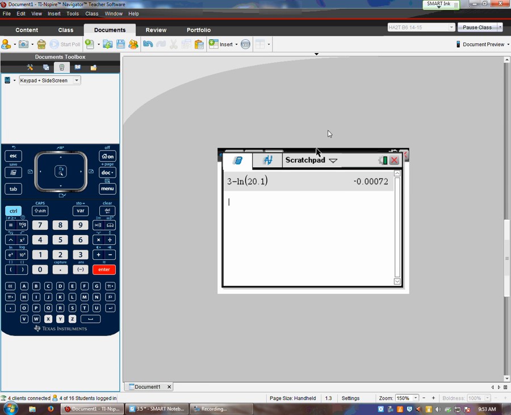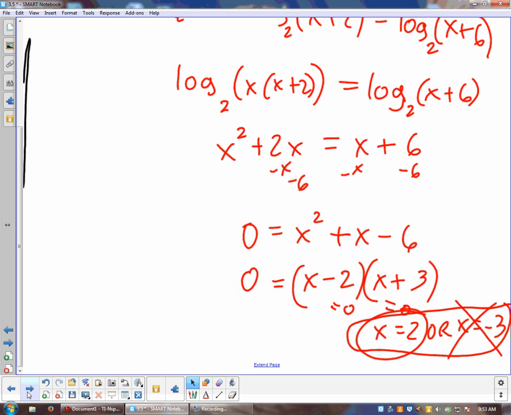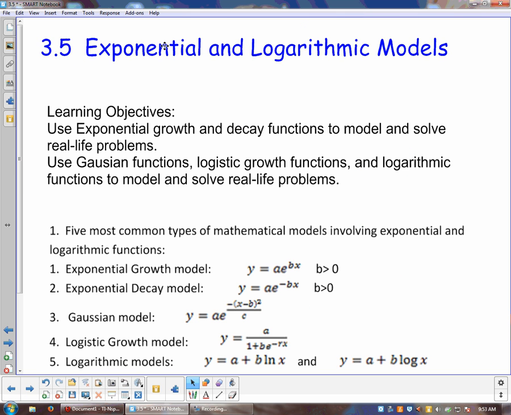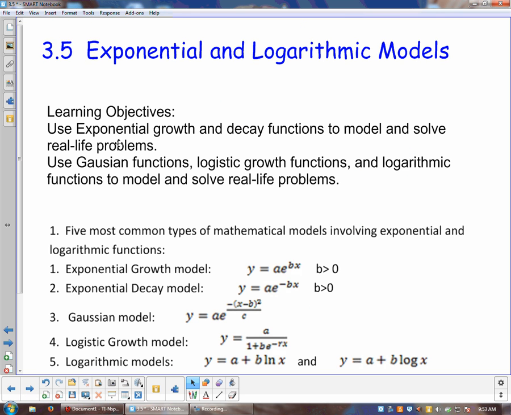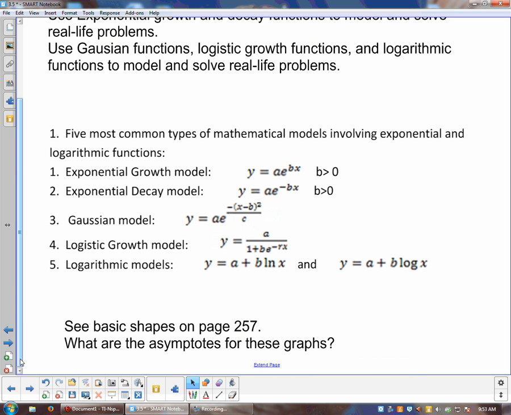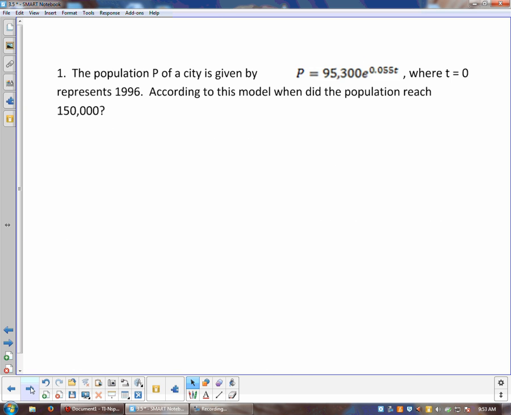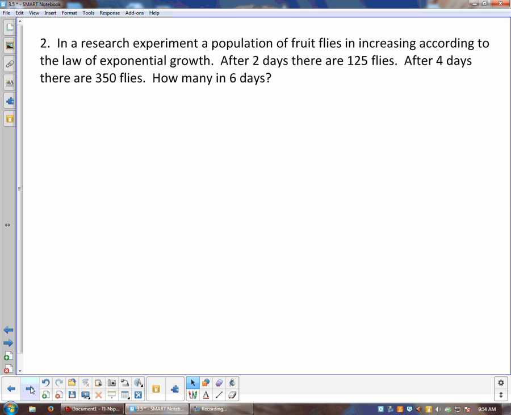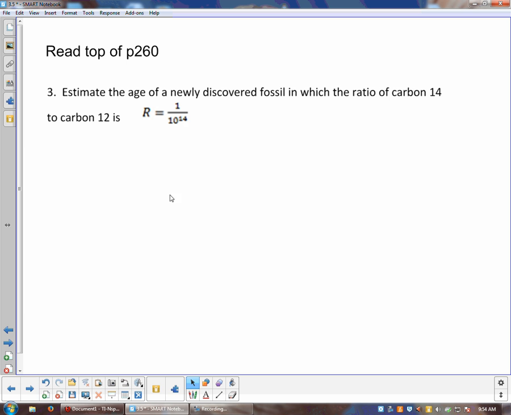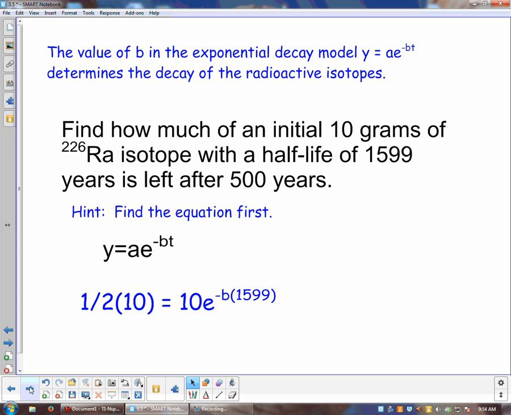Okay, at this point, let's look at some things on section 3.5, exponential and logarithmic models. So we already talked about some of these things last time. We looked at a population example last class, and we did look at the fruit fly problem last class. Is that correct? Yes? Did we do this one, number 3, on the gift? Yes, we did that one. Okay, and did we do this one? No?